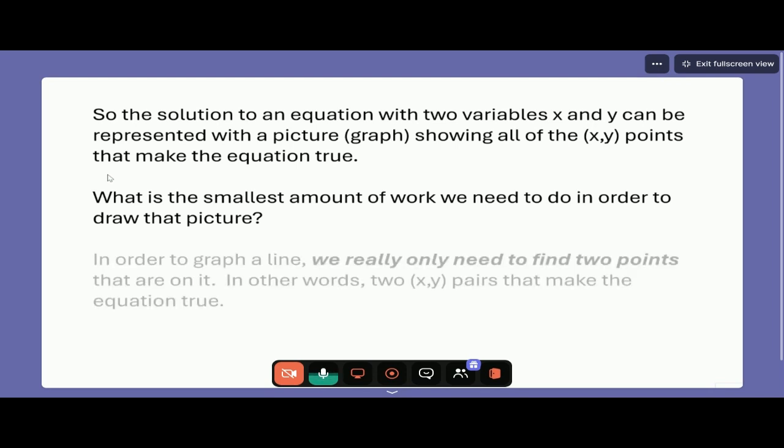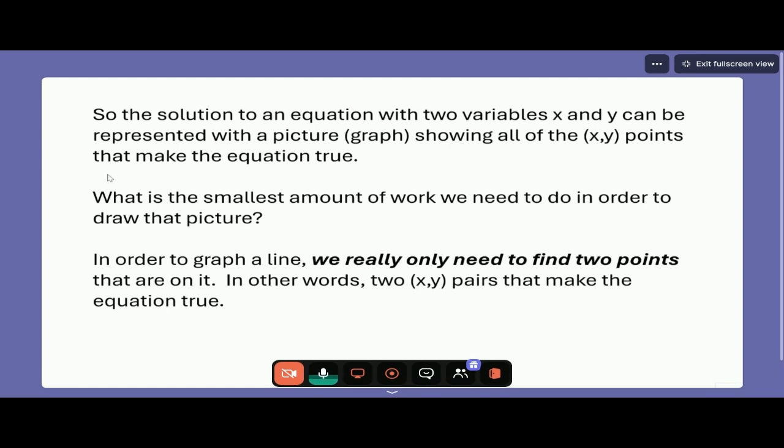Well, if we know that it's a line, and there will be other types of graphs, by the way, in future math courses that make curvy shapes, they're not all lines, but this particular type of equation will always make a line. Then all we need to do is find 2 points, because with 2 points, if you imagine you're doing this by hand, you could pick up a ruler and draw a straight line through those 2 points, and you have your graph.